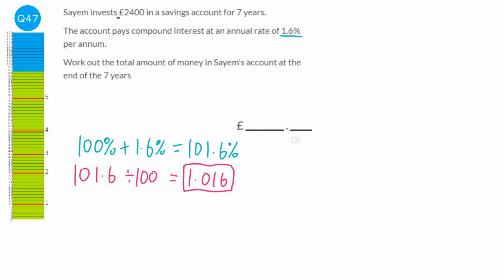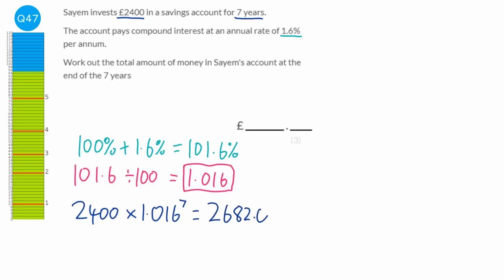Now, we're told that we start off with 2,400, that's our original amount, and to find out what it's going to be in the savings account at the end of the first year, we just times it by the multiplier, 1.016. But we're told that it's for 7 years that it's going to be in there. So we then times it by 1.016 7 times, or easier way of doing it is 1.016 to the power of 7. When we do that, we get 2,682.052 and so on.